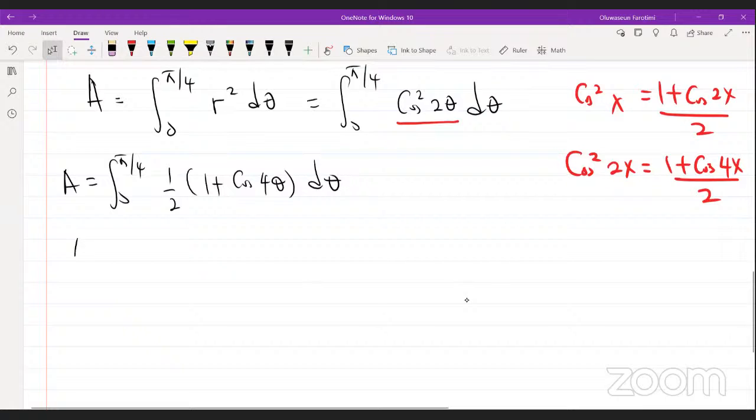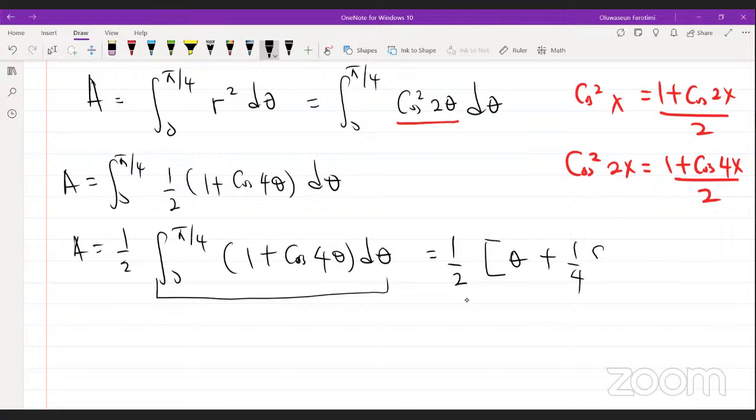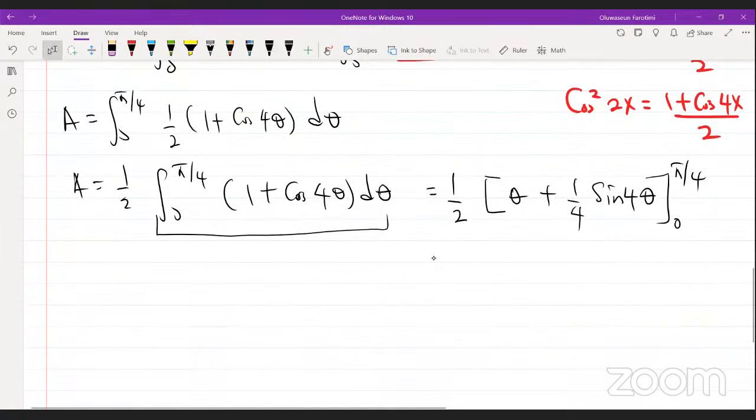Okay, guys, I can pull out 1/2. So I'm left with the integral from 0 to pi over 4 of 1 plus cosine 4 theta d theta. So far, so good. Now I have to integrate this. Remember, you still have a 1/2 up front. If you integrate, you have theta plus 1 over 4 sine 4 theta. But that's a definite integral, so you're going from 0 to pi over 4. You just have to plug in your bounds.